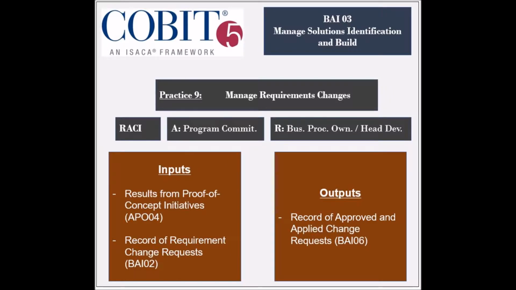The practice receives two inputs, which are the results from the proof of concept initiatives from the AP04 process, and the record of requirement change requests from the BAI02 process. It generates one output, which is the record of approved and applied change requests, to be used by the BAI06 process.